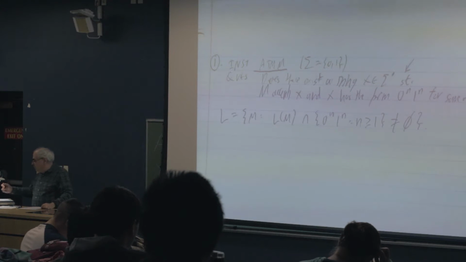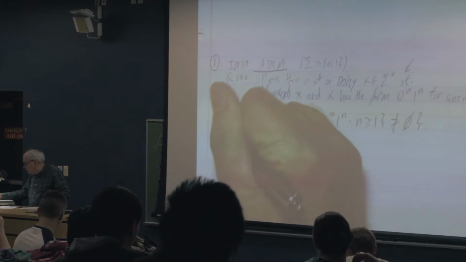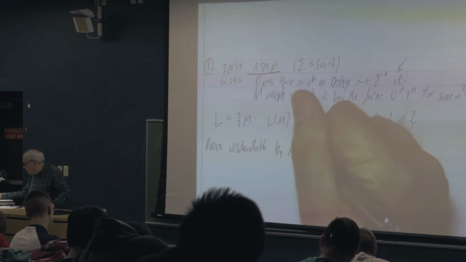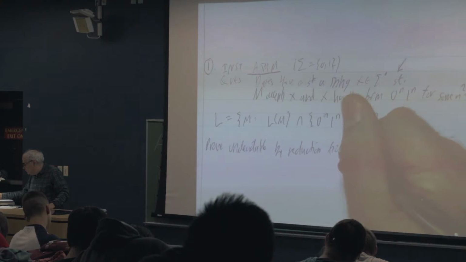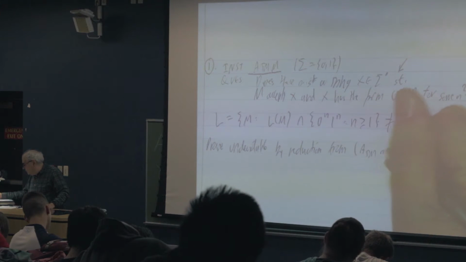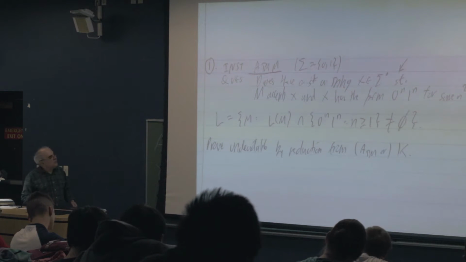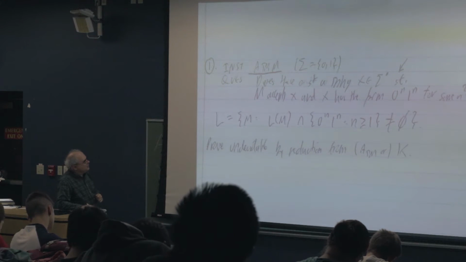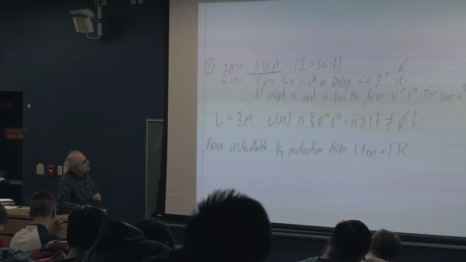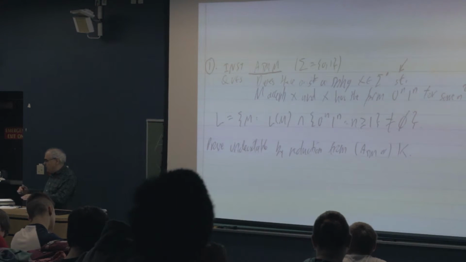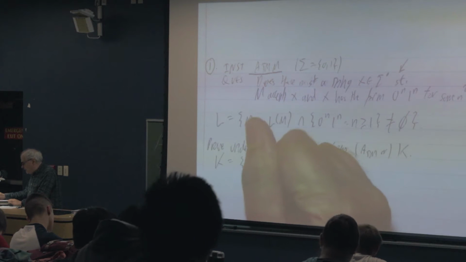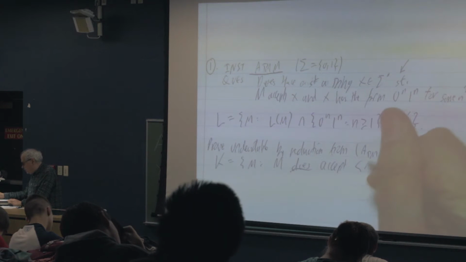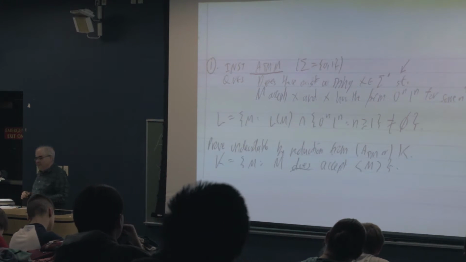Okay. So we want to prove undecidable by reduction from A_TM or K. Okay, now the answer key shows the reduction from A_TM. I'm actually going to show the reduction from K just to be stylistically a little different. Okay, so suppose we're reducing from K. So remember what K is. K is equal to the set of M such that M does accept its own code.